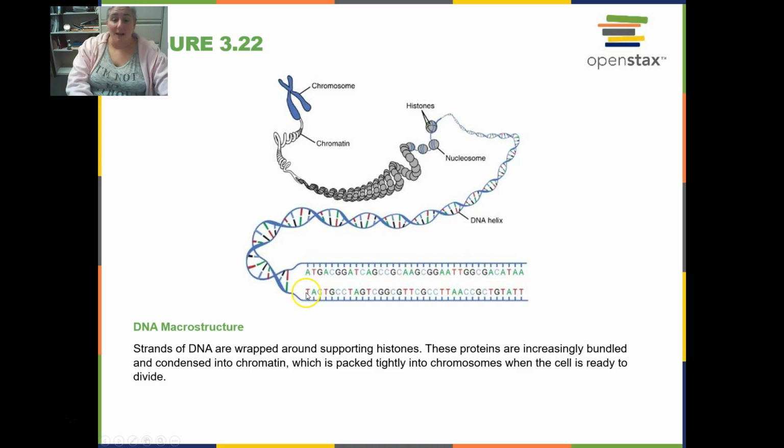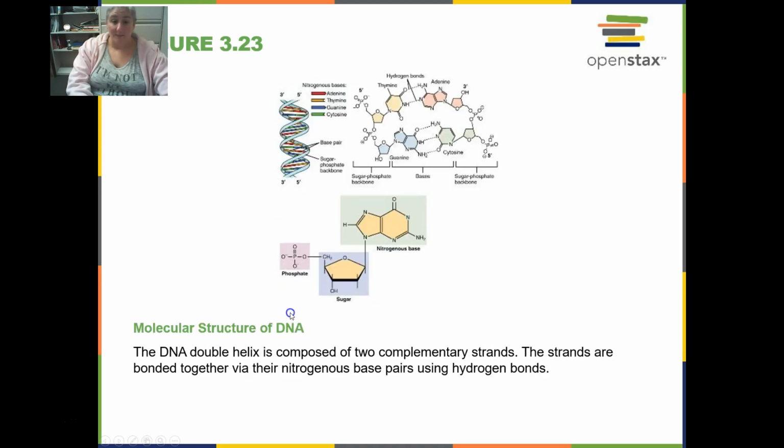And adenine and thymine always bind together. Guanine and cytosine always bind together, and they bind together through hydrogen bonds. So the two single strands here and here are bonded together, forming that double-stranded molecule via hydrogen bonds.